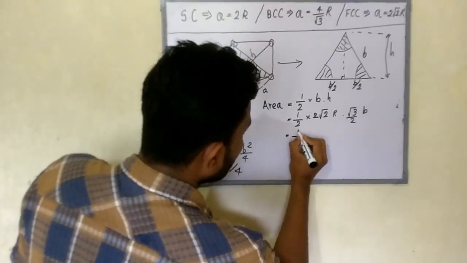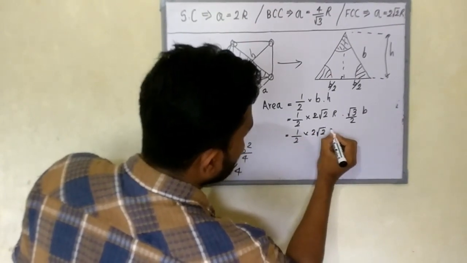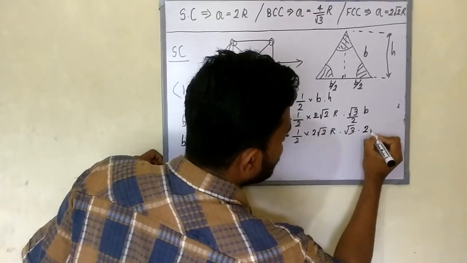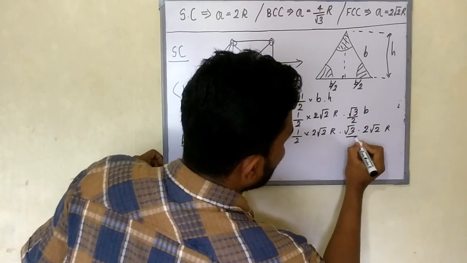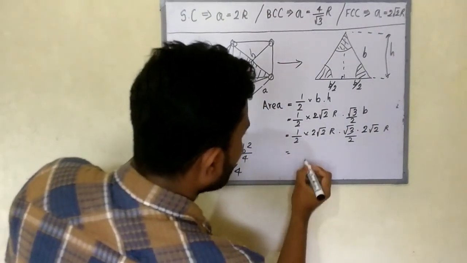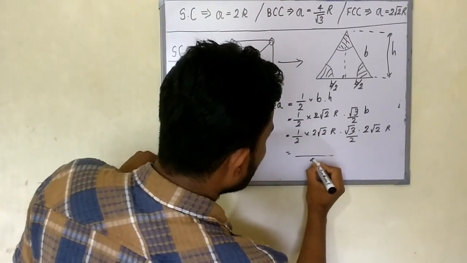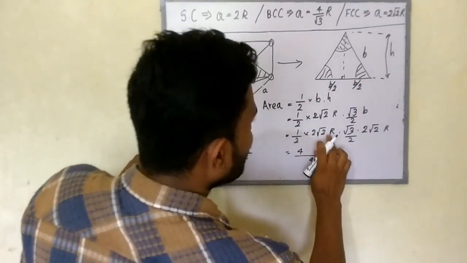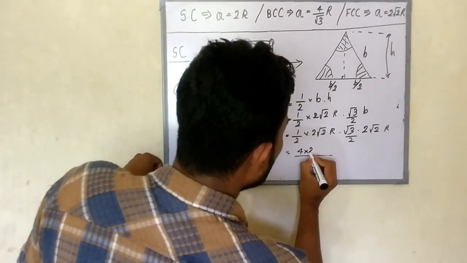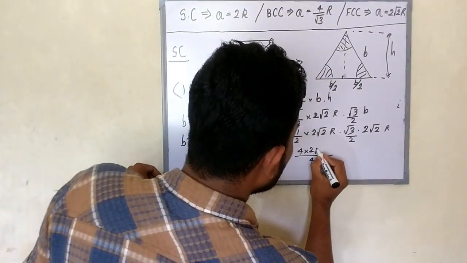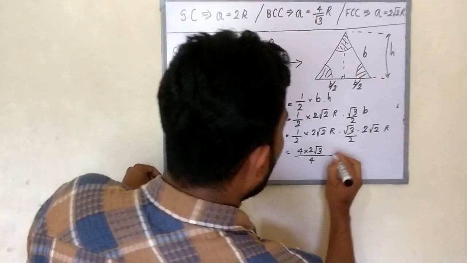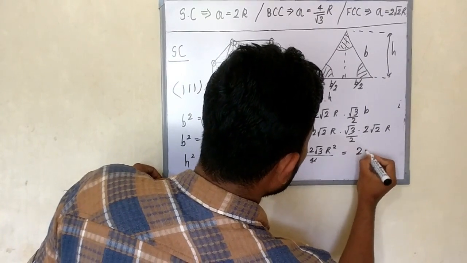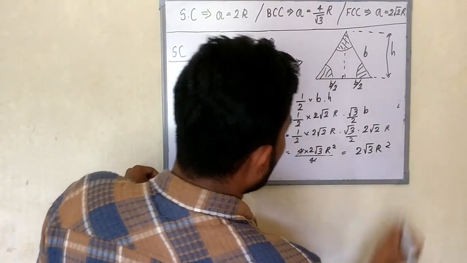Again we can find 2 root 2 R, again B equals 2 root 2 R over 2. From this we can say here the value is 4, here 2 into 2, that is 4, here 2 into 2, that is again 2, here root 3 is there, then R squared will come. So your value is 2 root 3 R squared.